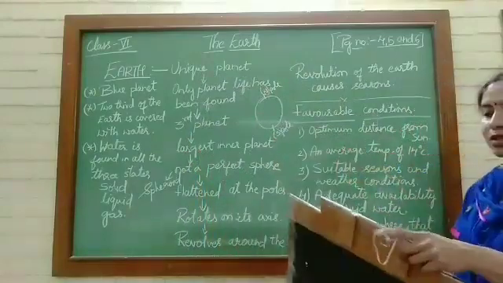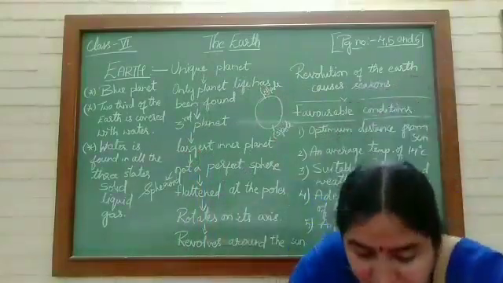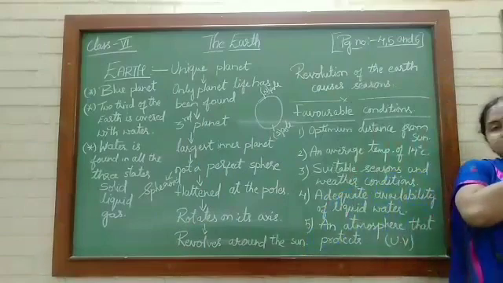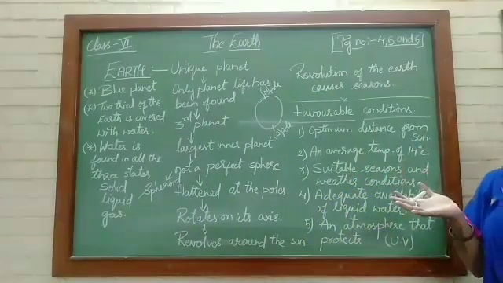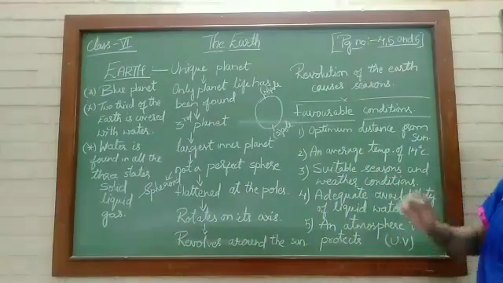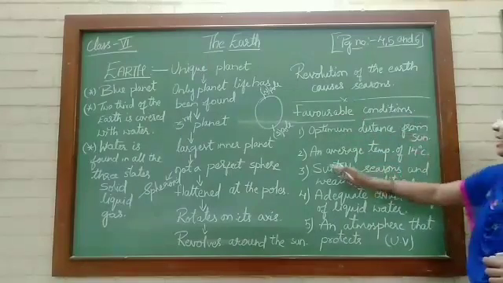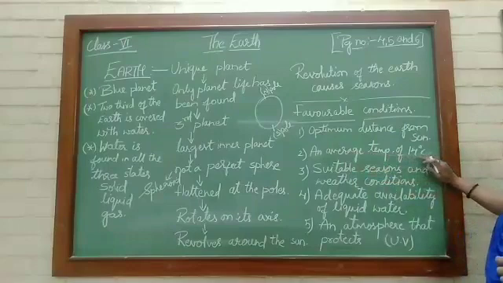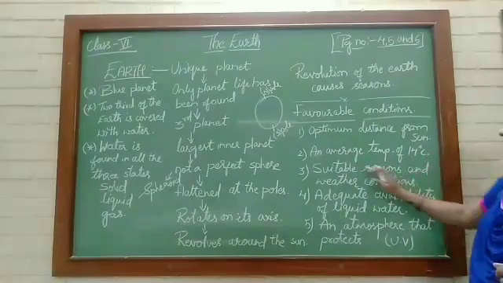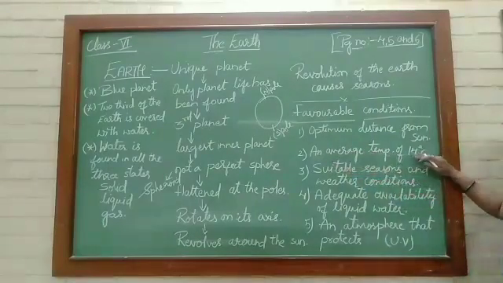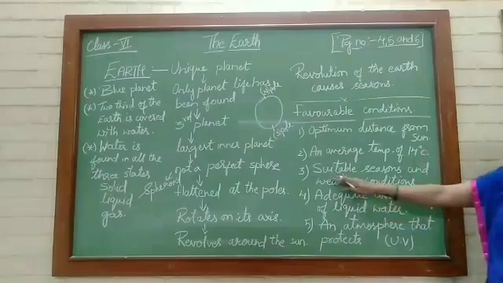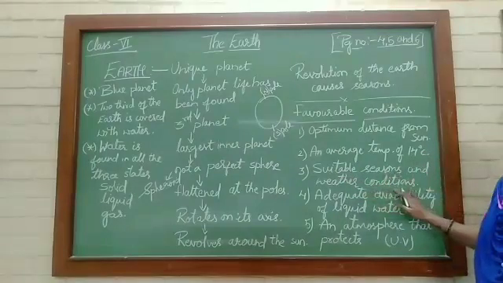How is it helping us? Because of this distance only we are getting enough light. Not too hot, not too cold. We are getting enough light. Optimum distance from the sun. An average temperature of 14 degrees Celsius. And what is the average temperature we are having? 14 degrees Celsius.